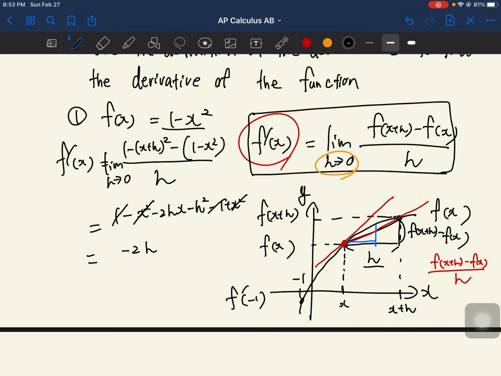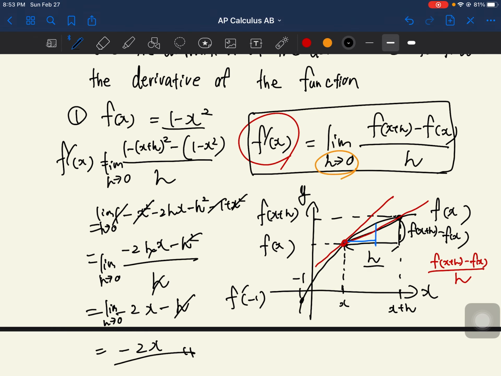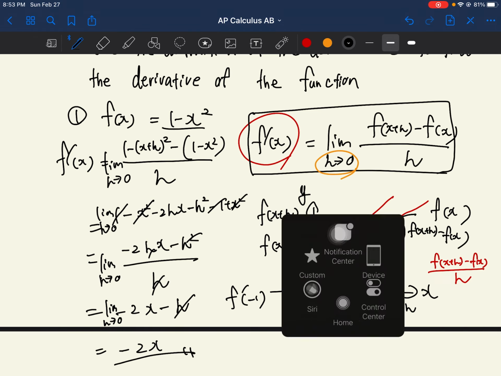I have got to put the limit as h approaches 0 of negative 2hx negative h squared over h, and you can cancel out h, then it's going to be negative 2x negative h. Oh, I forgot, in this case h approaches 0, so we can cancel this one. So the leftover is negative 2x. That's all.